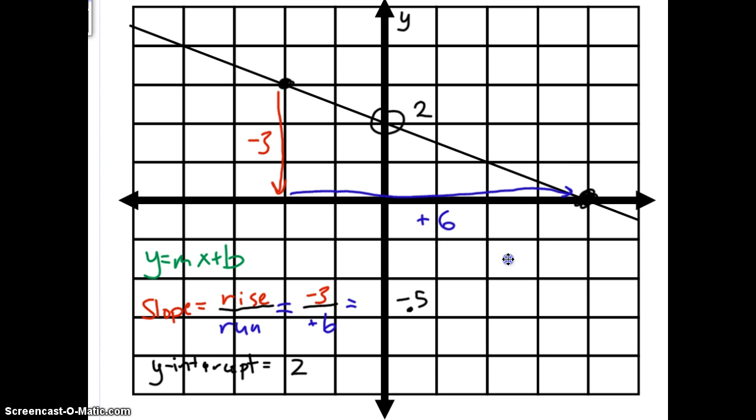So now to write my equation, I always have y equals mx plus b. The y and the x will always stay there. So my slope was -0.5, so I'm going to put -0.5 as my coefficient of x. That's where m was. And then my +2 was here where b was. So my equation for this line is y equals -0.5x plus 2.